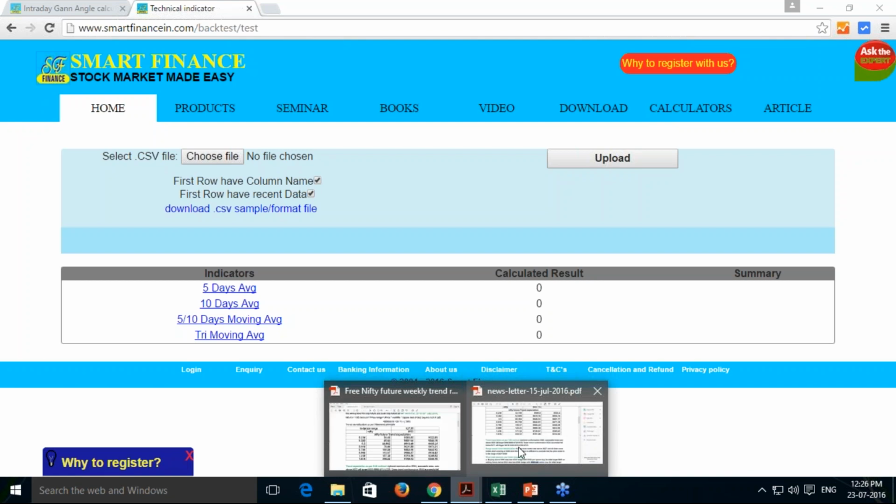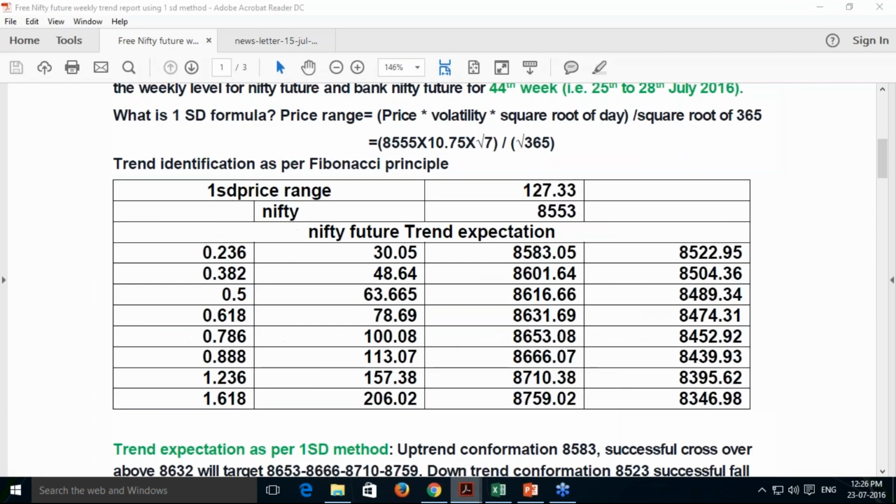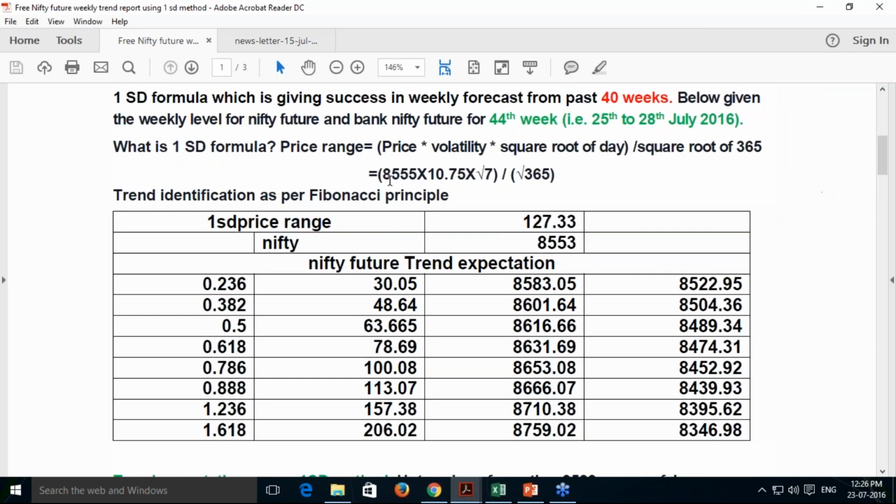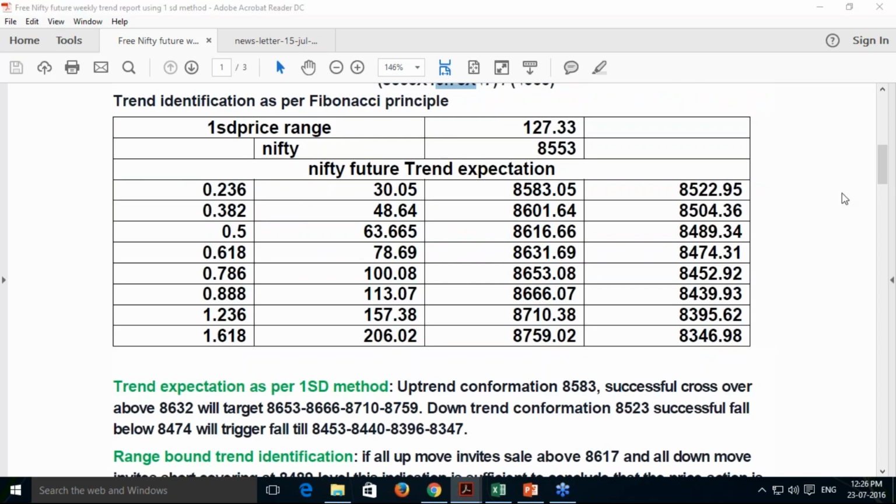So coming back to the weekly report, what we used to give every week. For the coming week, whatever report we have given, I have taken the reference of Nifty at 8,555 last traded price. And the real-time volatility estimate was 10.75. As for this 1SD trend forecast, it is 8583 above trend and above crossover of 8632. It can take you till a maximum of 8759.